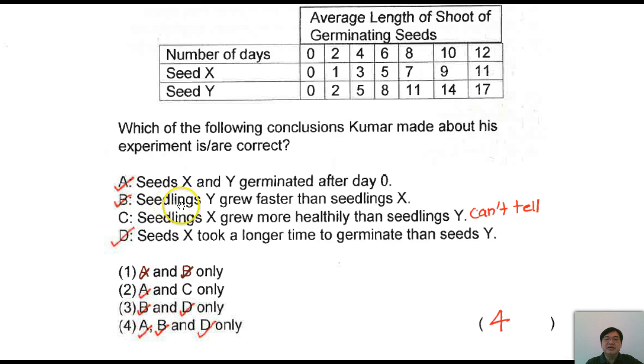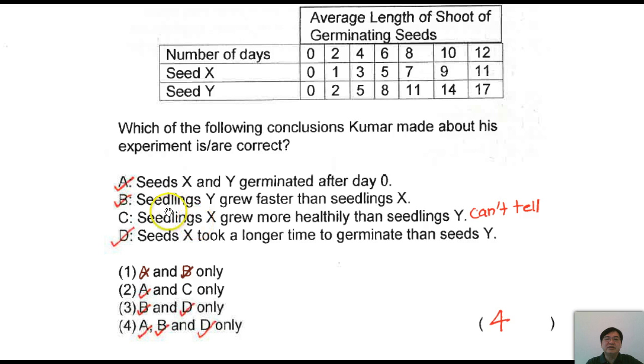B, seedling Y grew faster than seedling X, is true. Therefore, any of them with B is true. So both of these are true, right? If it says A and B only, it means A and B only. Alright, this one, C, we do not know yet. B is true, D is true.